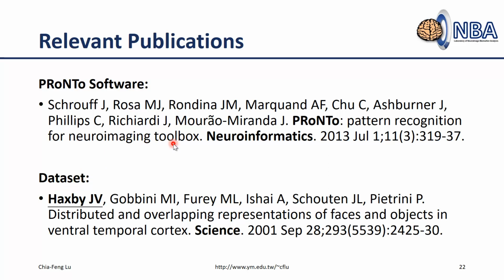And for the citation, this is the paper that the developer group asked people who use this PRoNTo software to cite in their publications. This was published in 2013 in Neuroinformatics. And the dataset that we are going to use today is from this earliest paper right here, the Science paper. Sometimes we call it the Haxby dataset because he is the first author.